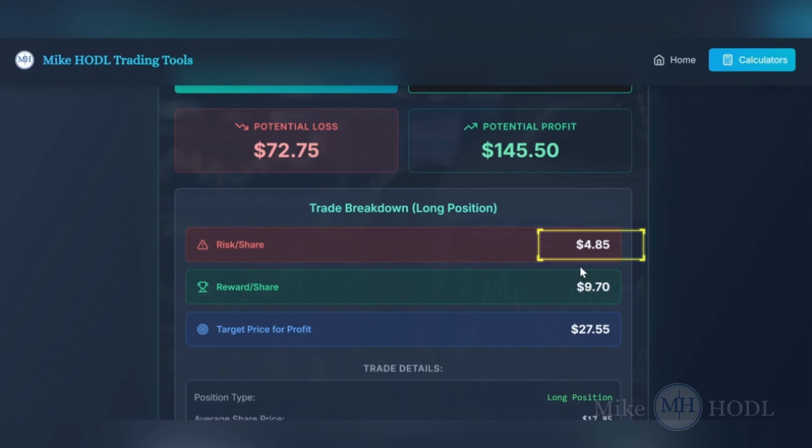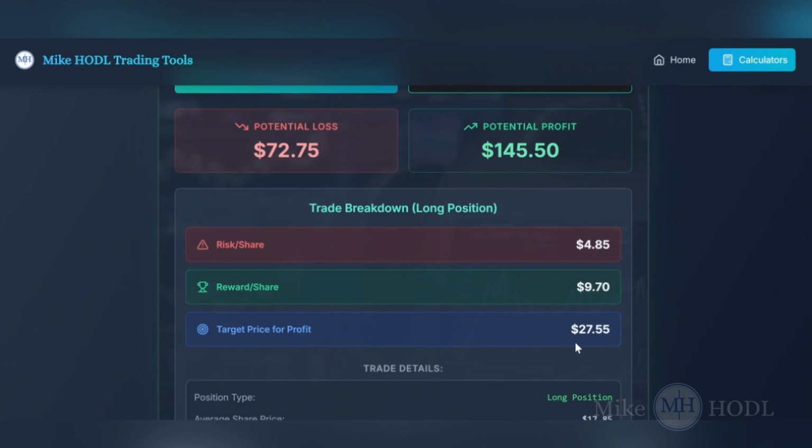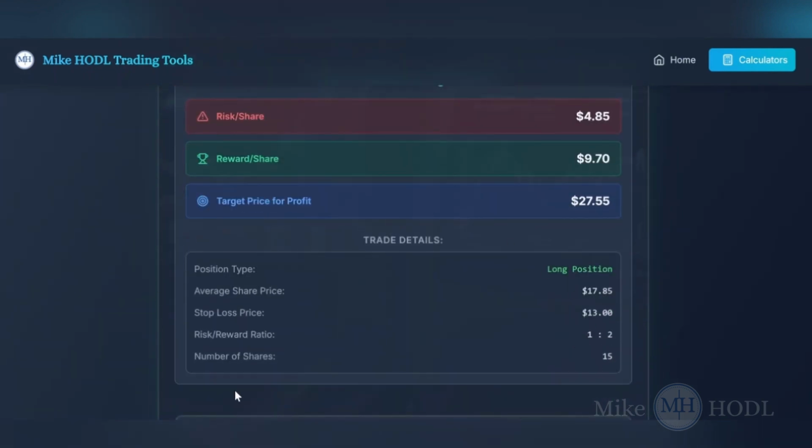The risk per share is $4.85. The reward per share would be $9.70. The target price to achieve this profit would be $27.55 per share. That's where you would need to put your take-profit order.